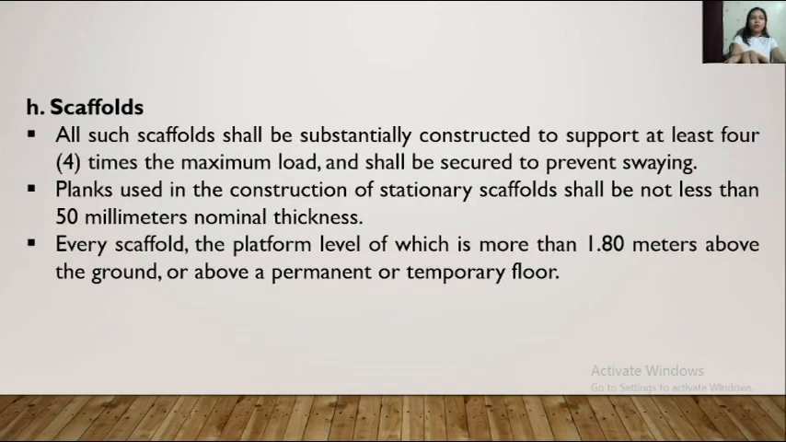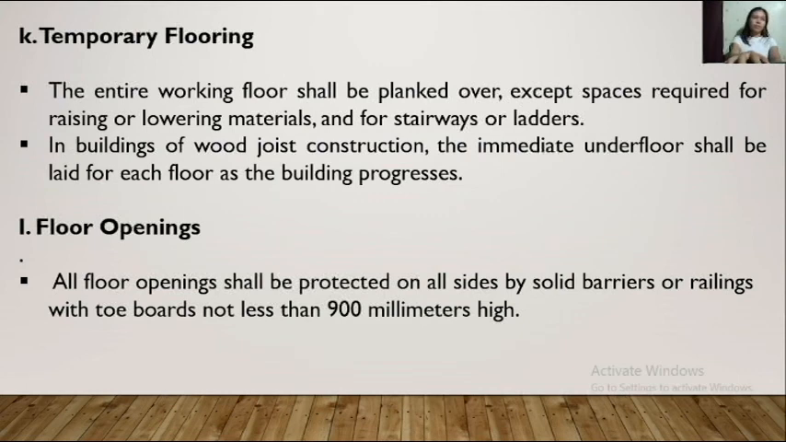We have also here the scaffolds. All such scaffolds shall be substantially constructed to support at least 4 times the maximum load and shall be secured to prevent swaying. Planks shall be not less than 50 millimeters nominal thickness, and every scaffold the platform level of which is more than 1.8 meters above the ground or above a permanent or temporary floor shall be provided with guardrails. Then we have also here the temporary flooring, in which the working floor shall be planked over, and in buildings of wood joist construction, the immediate underfloor shall be laid for each floor as the building progresses.